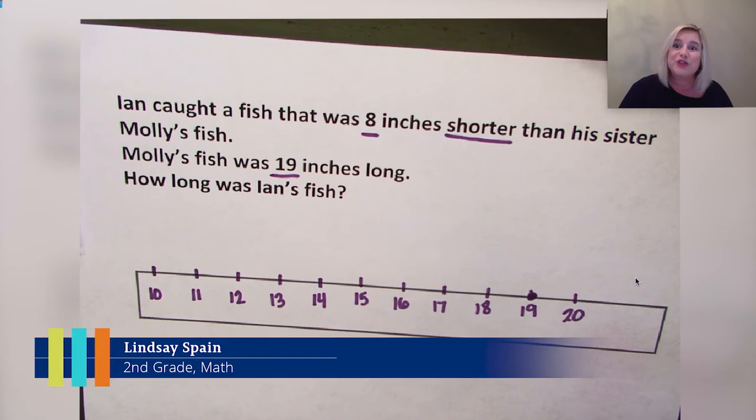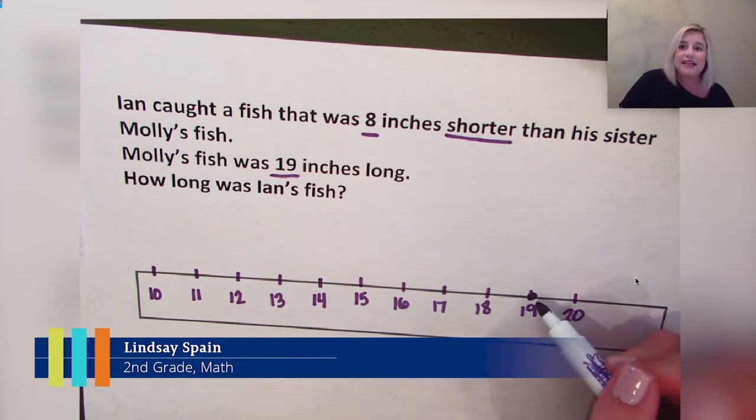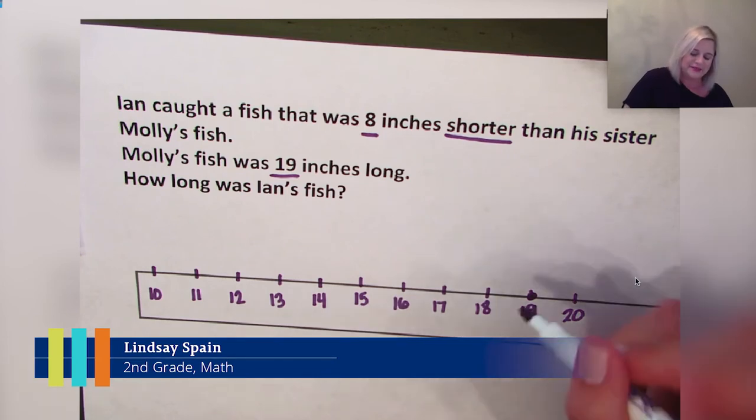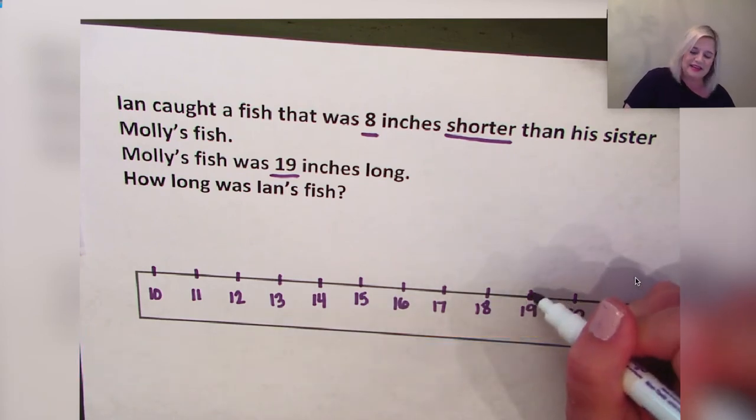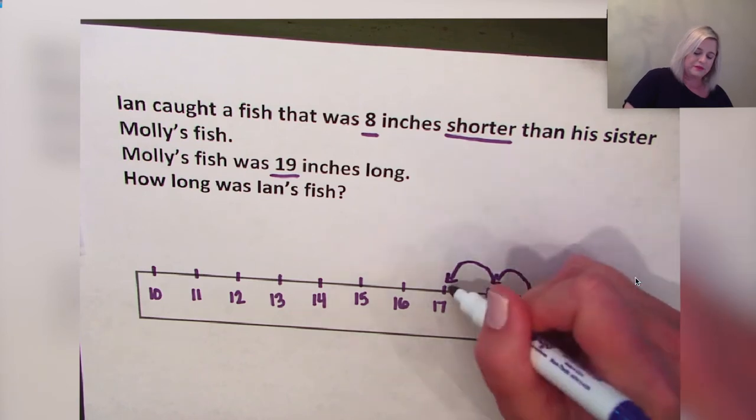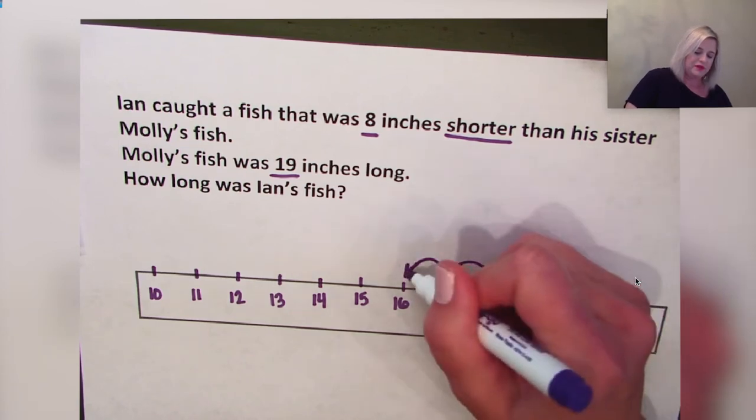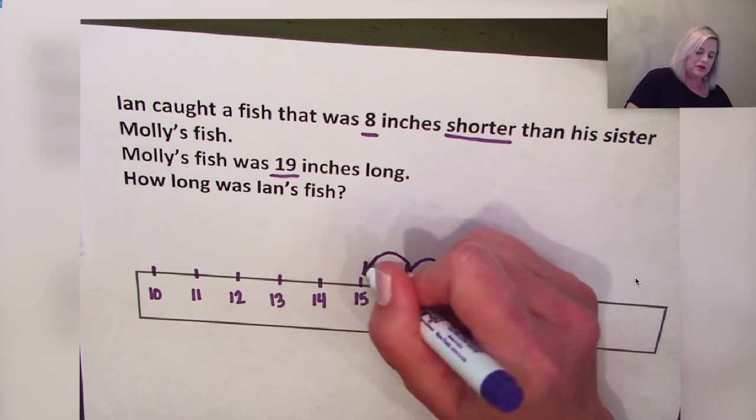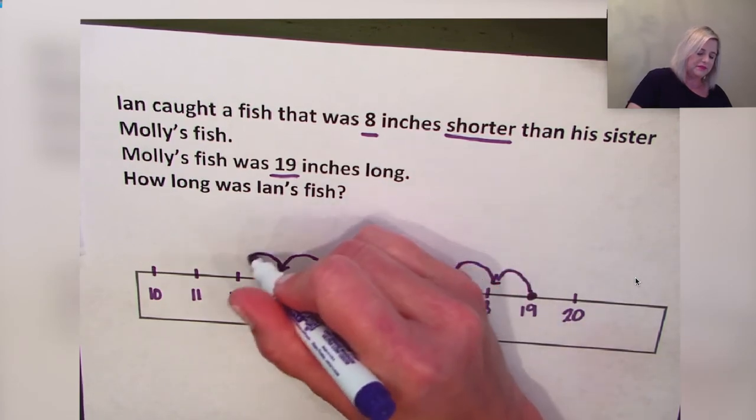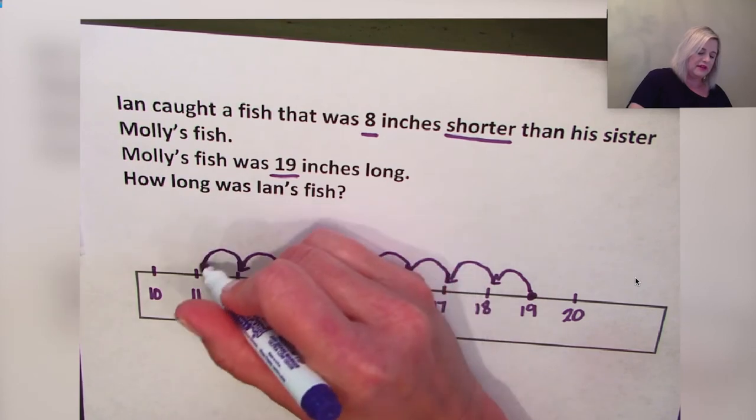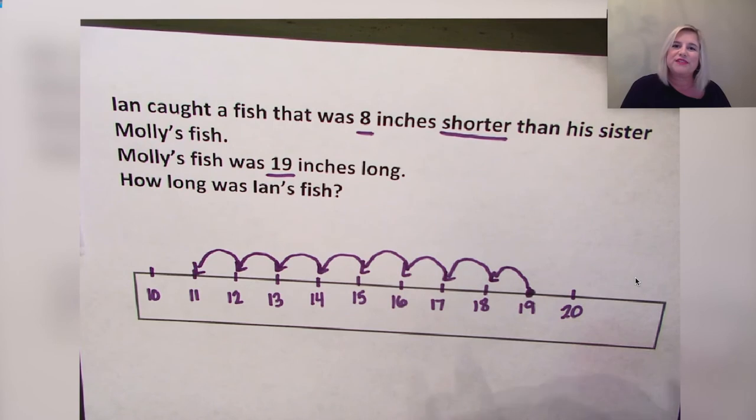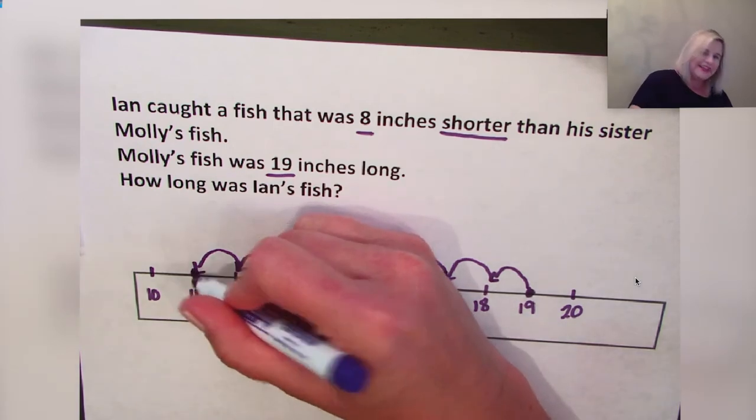Excellent, we need to subtract. So we're going to start at 19 and we're going to go to the left and subtract 8. Do this with me. 1, 2, 3, 4, 5, 6, 7, 8. So where did you land, boys and girls? I did too. I landed on 11.